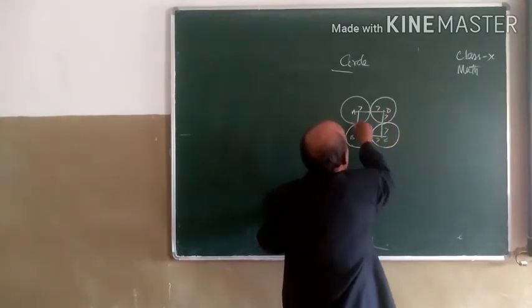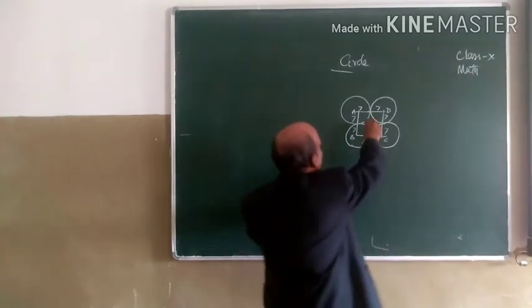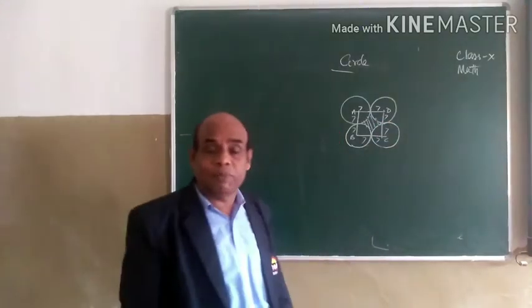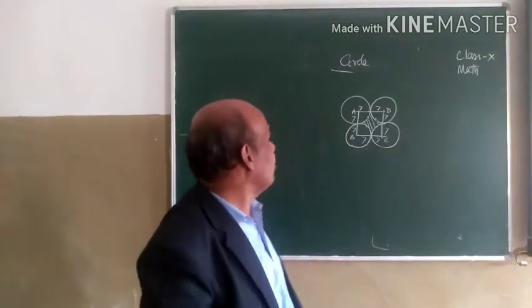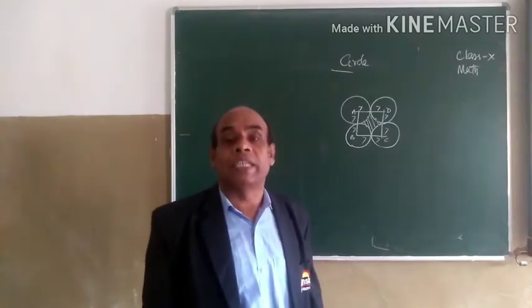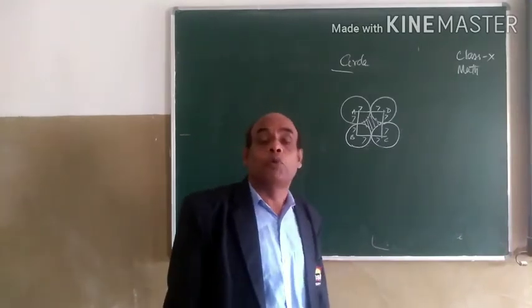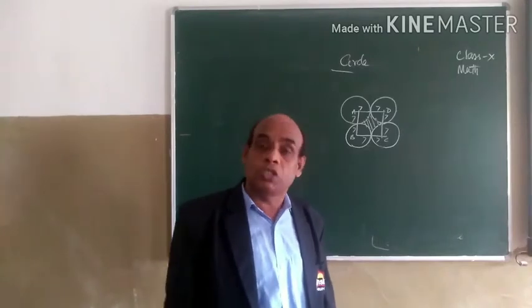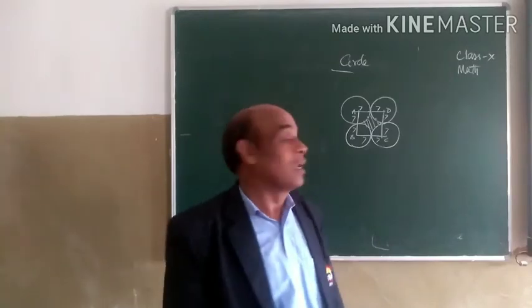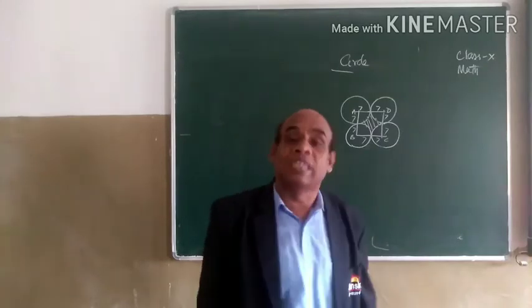So you have to find out the area of the shaded region. That portion I have given the shade mark. You have to find out the area of the shaded portion. So we have to see what is given. Four circles are touching each other. Four equal circles. Equal circles means their radii are equal. And you have to find out the area of the shaded region.